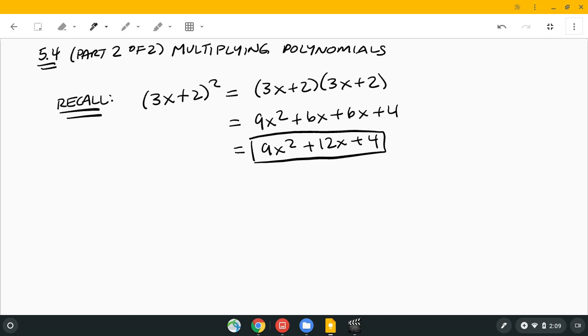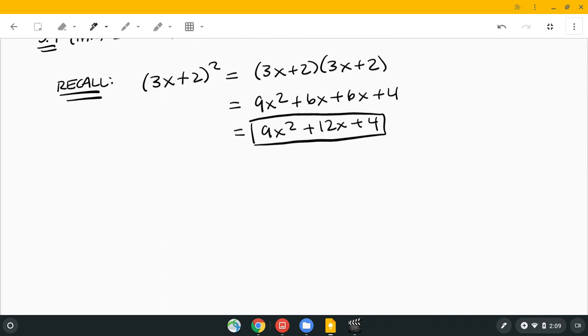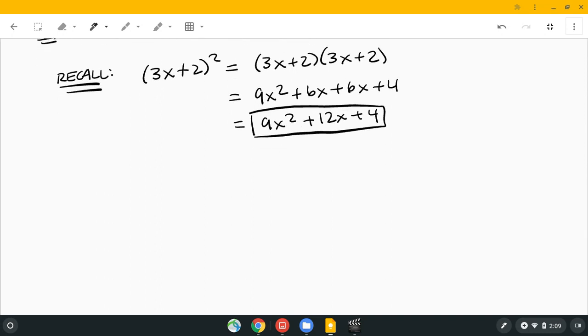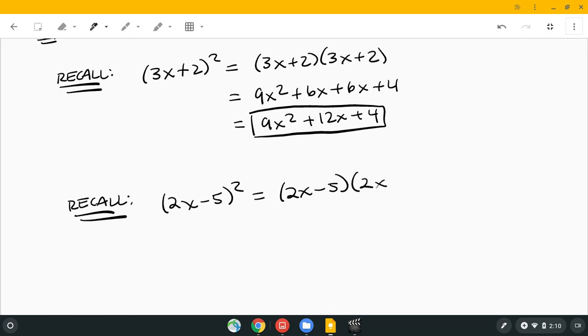Let's go ahead and take a look at another example of this, and let's see if we can find some patterns. So let's do one like this with subtraction. Okay, so let's take a look at 2x minus 5, quantity squared. And so again, the base is everything that's grouped inside the parentheses. So the base is 2x minus 5. So this means 2x minus 5 times 2x minus 5.